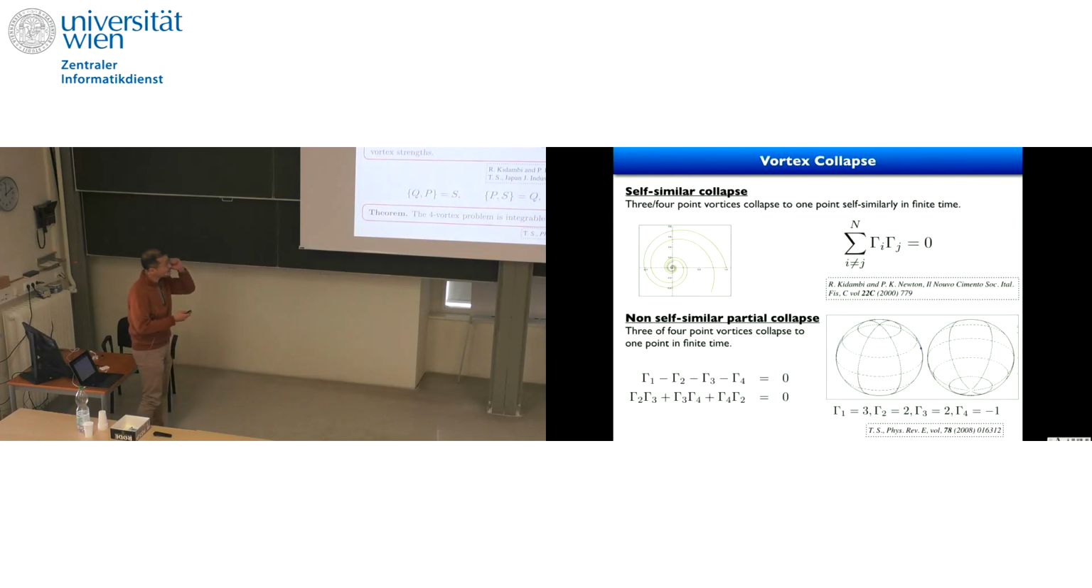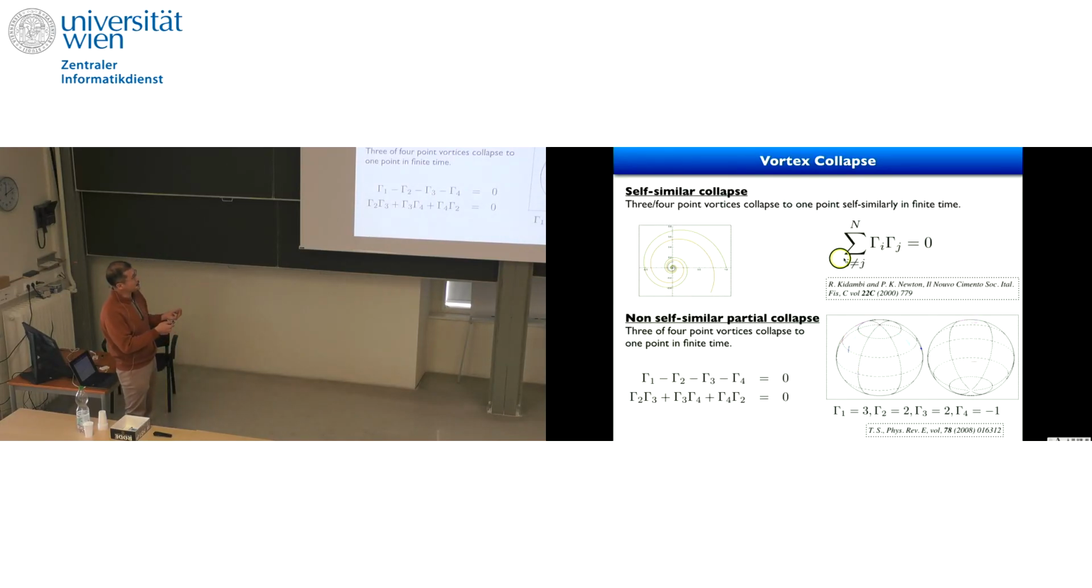This is a typo. Okay, so another problem is the existence of solutions. Even if the problem is integrable, we still have a possibility of blow-up solutions. So there are two kinds of vortex collapsing solutions in finite time. The first one is a very famous one, known as self-similar collapse, in which the three or four point vortices collapse to one point self-similarly in finite time.